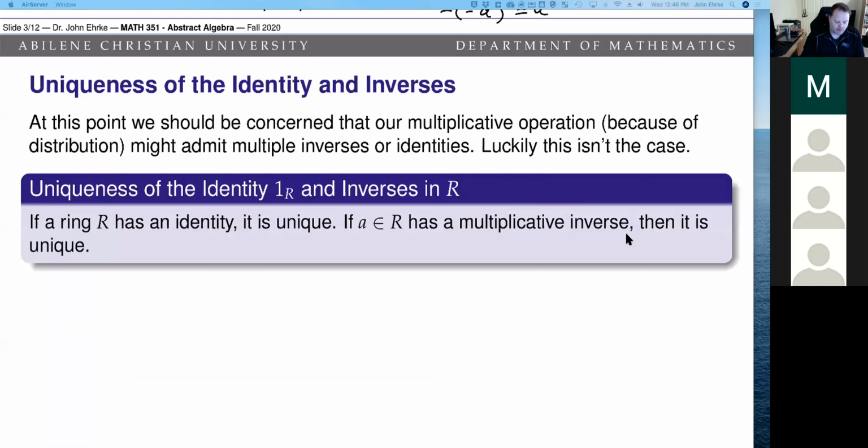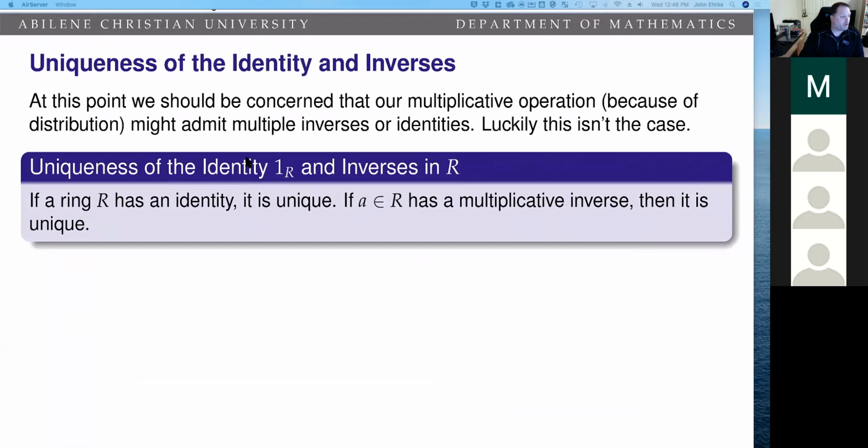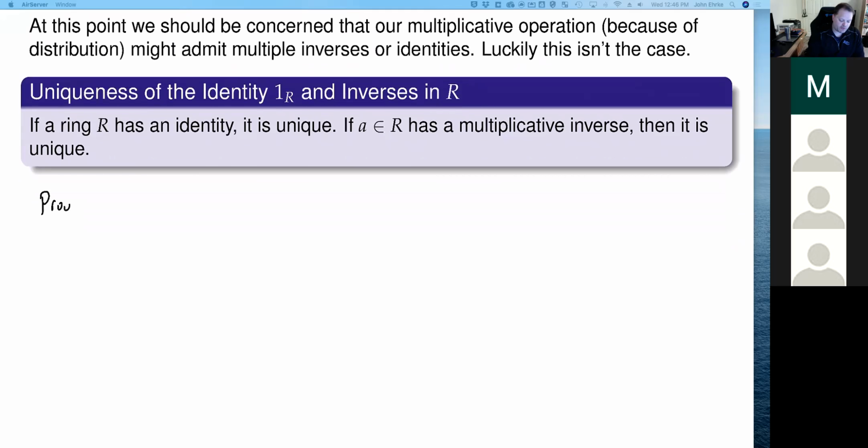Okay, so one thing I want to talk about real quick is that if you have an identity or an inverse in a ring, they are unique. There's no such thing as a ring that has two multiplicative identities or two inverses. And it's actually pretty easy to prove that, especially for the identity. So let's do a quick sketch of a proof here.